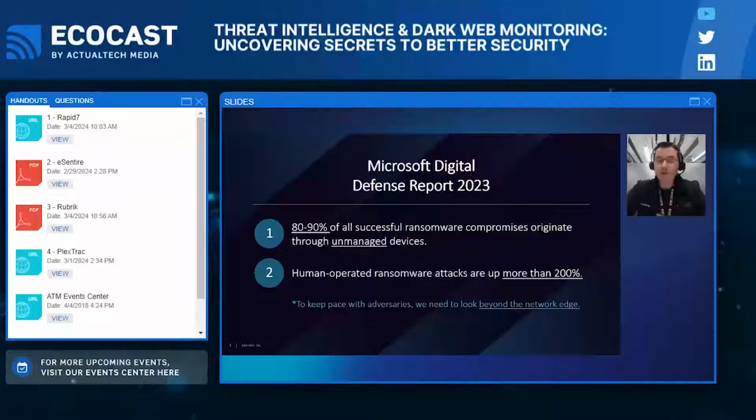Now, by unmanaged, think something like John Smith's personal laptop where he has an active single sign-on session to the company network. Now, the other quote here is that ransomware attacks are up more than 200%. Given Microsoft's huge customer base, these stats to me are a bit concerning. Attacks are rising and they're increasingly exploiting gaps in our security posture. For this reason, we really need to consider, in today's threat landscape, looking beyond the network edge for evidence of network or account compromise.